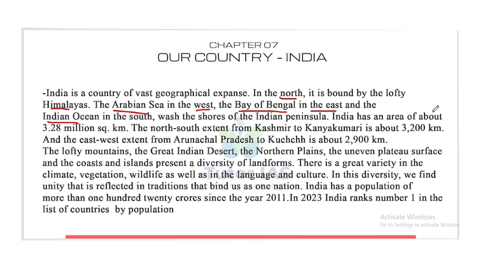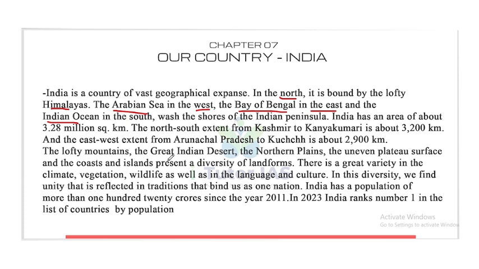India has an area of about 3.28 million square kilometers. The north-south extent from Kashmir to Kanyakumari is about 3,200 kilometers. And the east-west extent, from Arunachal Pradesh in the east to Kutch in Gujarat in the west, is about 2,900 kilometers.